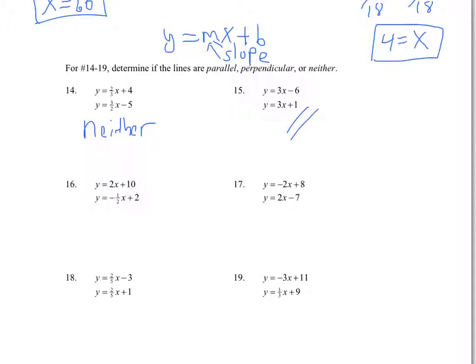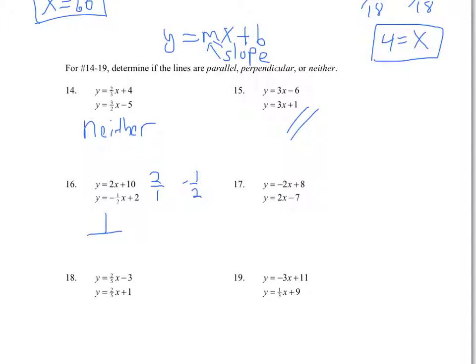In number 16, we have a slope of 2 and of negative 1/2. Those are opposite reciprocals. If you think about 2 as 2 over 1, and the other slope is negative 1/2, this is a great example of opposite reciprocals. Opposite means one's positive, one's negative. Reciprocal means they're flipped, they're multiplicative inverses. So these lines are perpendicular.